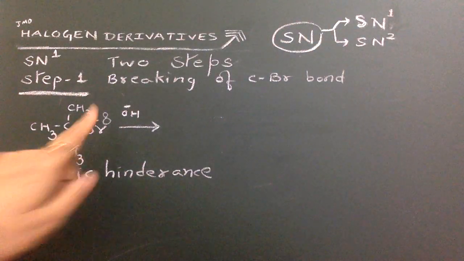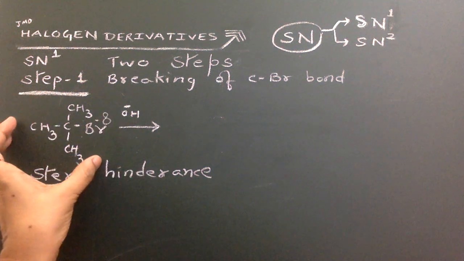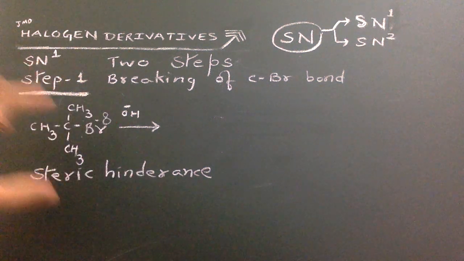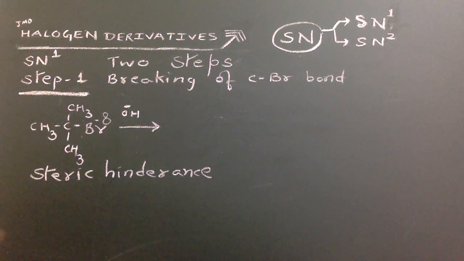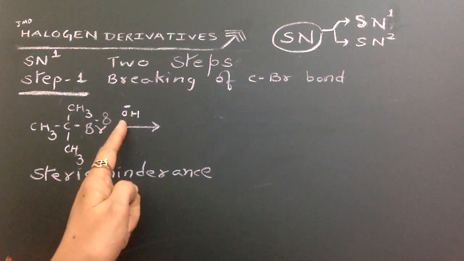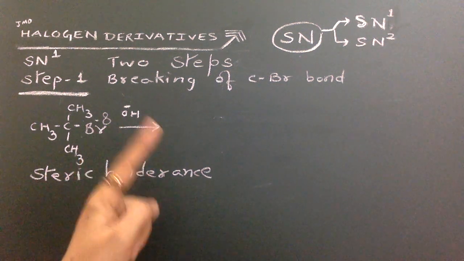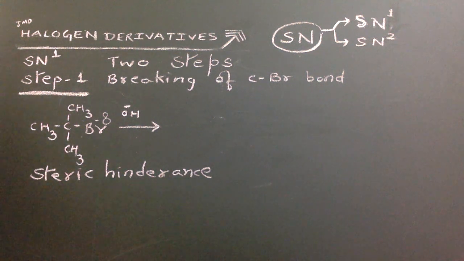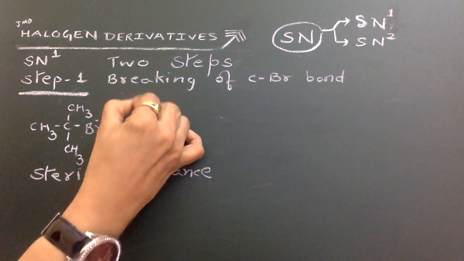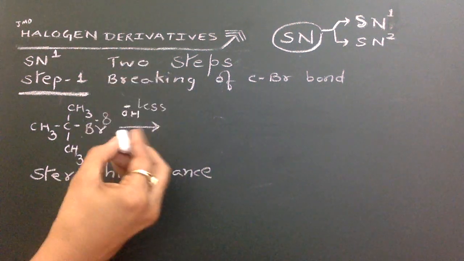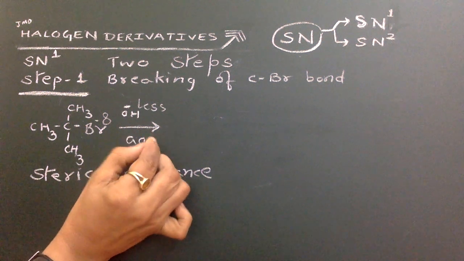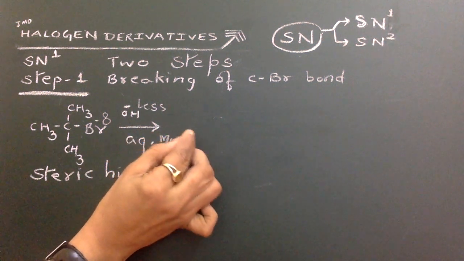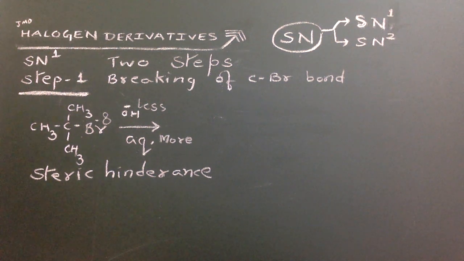Now it is very clear that in an alkyl halide having a larger, branched alkyl group, OH minus cannot attack from the front side, cannot attack from the back side, and hence it cannot initiate the process. So we need a very small quantity of OH minus, and we will take excess of water. We need more polar solvent over here.